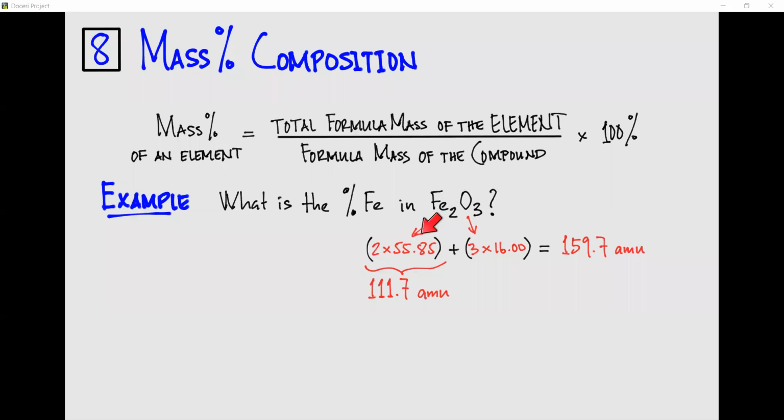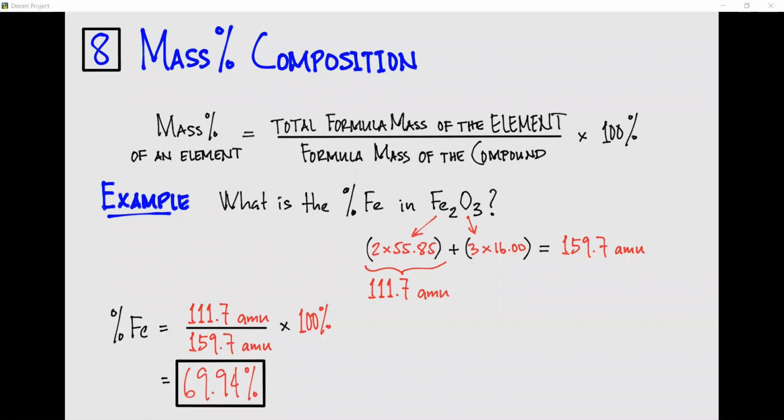The total formula mass of iron, which is what's being asked here, is 111.7 AMU, right? So that's the total formula mass of iron. So now that we have these numbers right here, all we have to do now is plug it into this equation. 111.7 AMU divided by the total formula mass, which is 159.7, multiplied by 100%, and we get 69.94% iron.